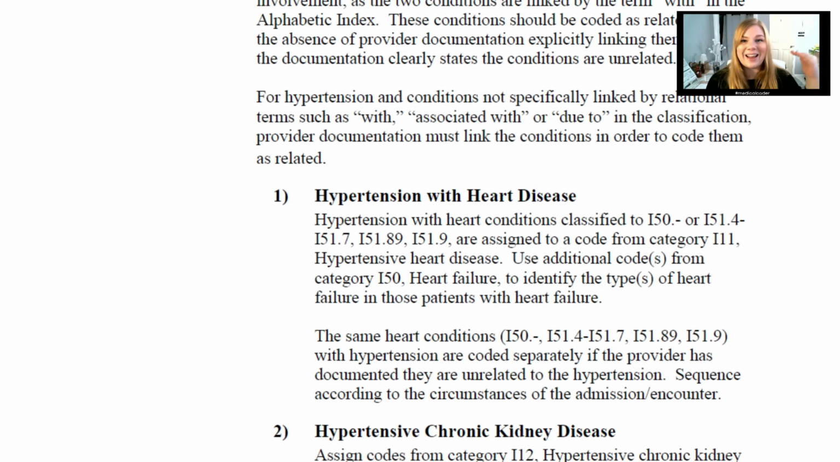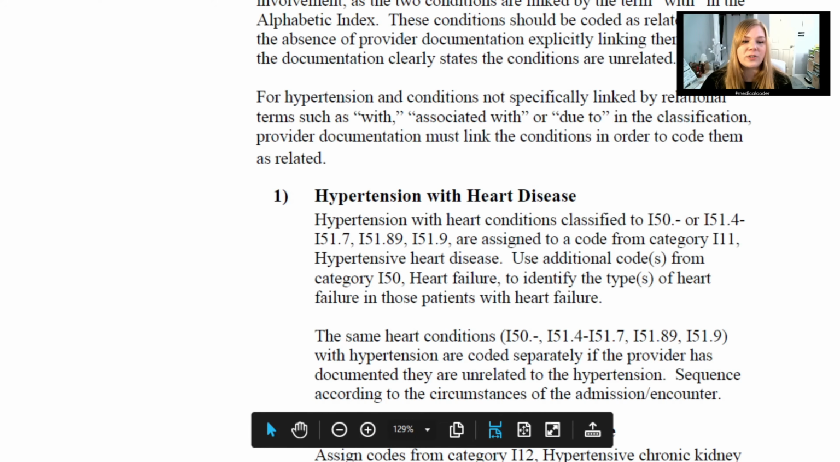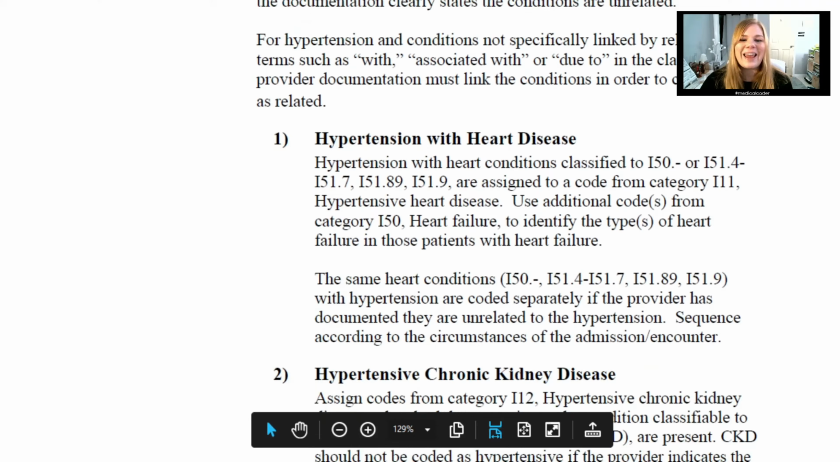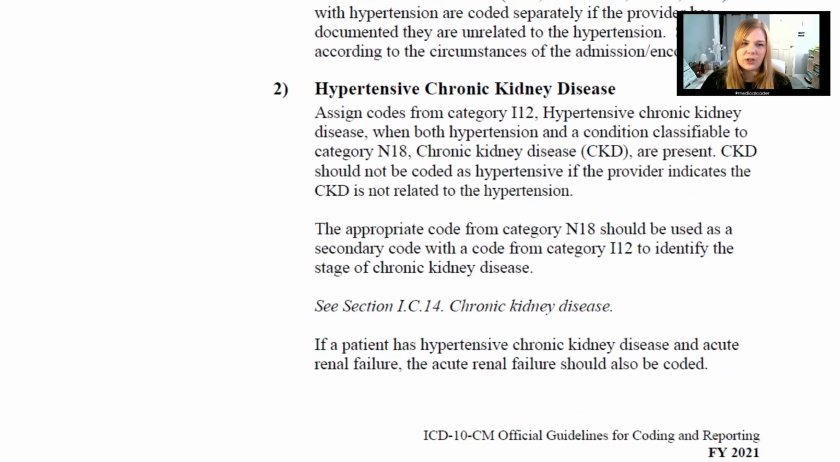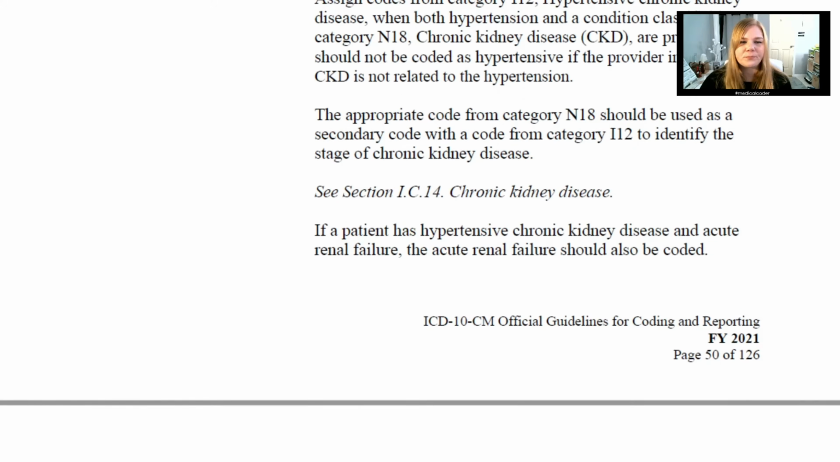First, you would list the I11 code, and then you would use that I50 or I51 code to identify that type of heart failure. The same heart conditions, and it lists them all here, with hypertension are coded separately if the provider has documented they are unrelated to the hypertension, sequenced according to the circumstances of the admission or encounter.